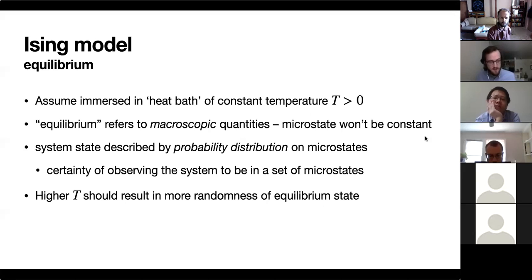So the classical way to deal with the fact that even in equilibrium we would expect the microstate to change is to describe the system state by a probability distribution on microstates. The way that's interpreted is that if you give this distribution a set of microstates, it tells you how certain you are of observing the system to be in one of those states. And the effect of the temperature on this is that when you're in equilibrium at a higher temperature, there should be more residual randomness in your equilibrium state. There should still be more motion at the microscopic level.